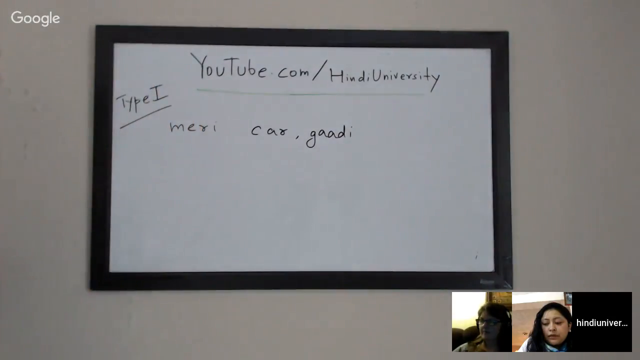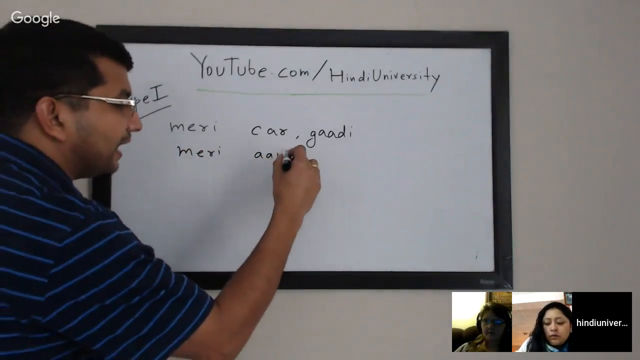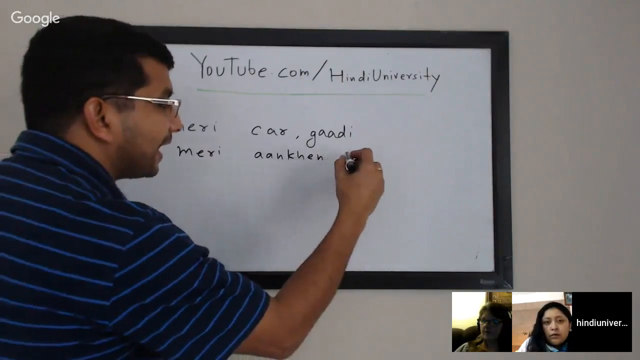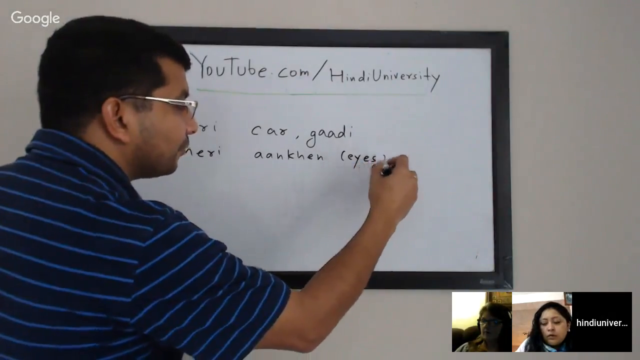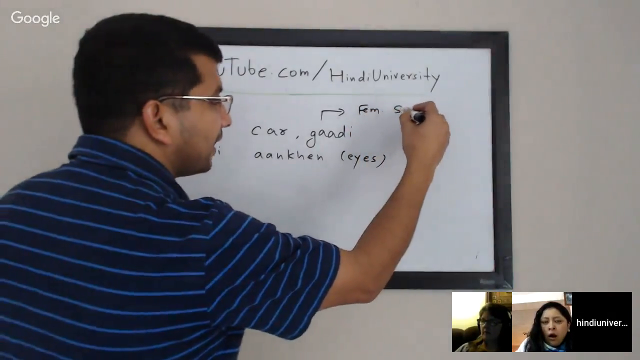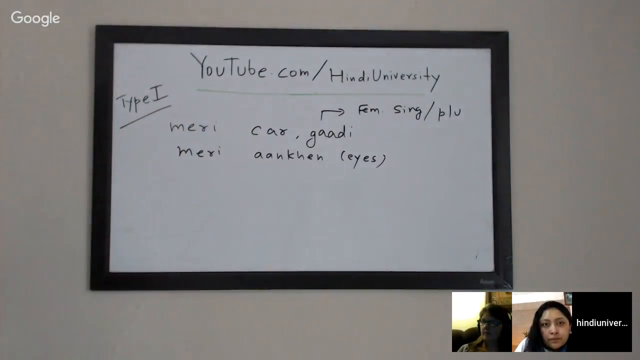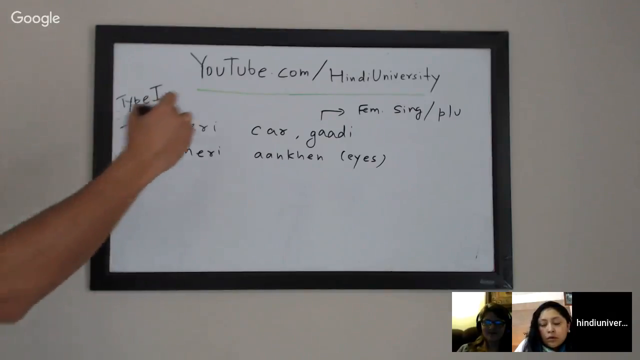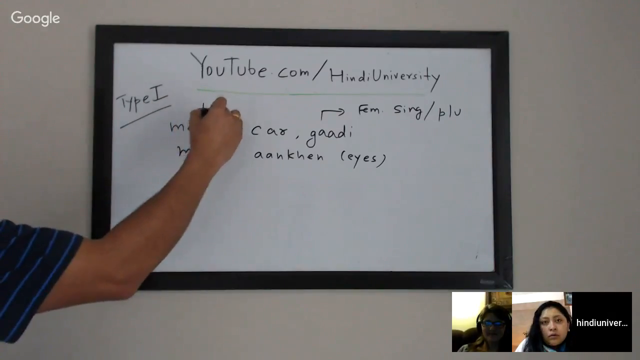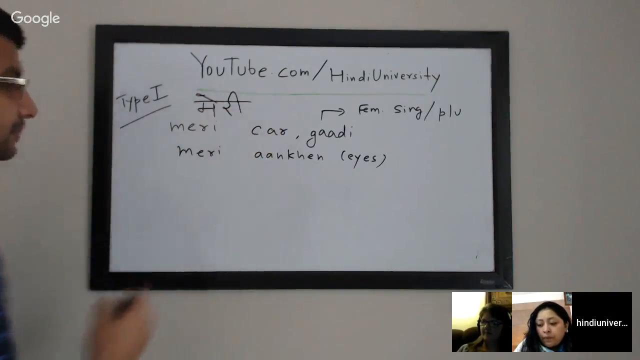Okay, that's feminine singular. Okay, meri aankhein. And aankhein is nothing but eyes. So for both feminine singular and plural, you will be using meri. Okay, meri. Repeat after me, meri. And the way you write it in Devanagari, you have a ma with a and ra with e, meri.